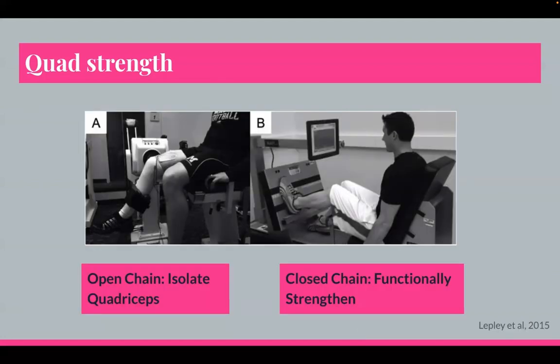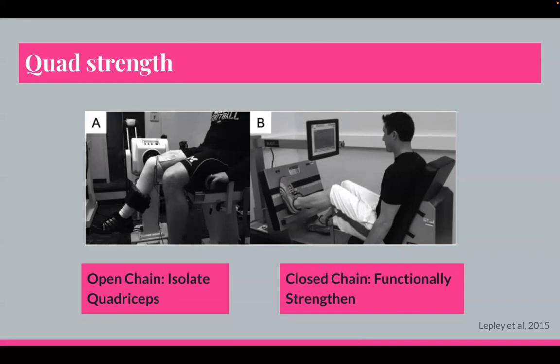Different exercises that you can do to focus on strengthening your quad. You can do what's called either open chain or closed chain exercises. So in open chain, you're just isolating the quad, as you see on the gentleman on the left. In A, he's doing the leg extension machine, which you might have used before. This really decreases the amount of chances that you have to compensate and use other muscles instead of just your quad. So this is great in the earlier stages of recovery for increasing quad strength.